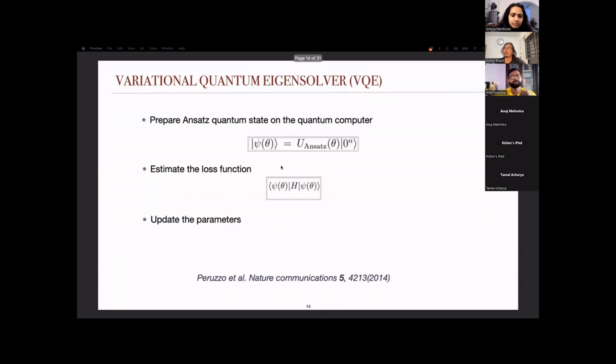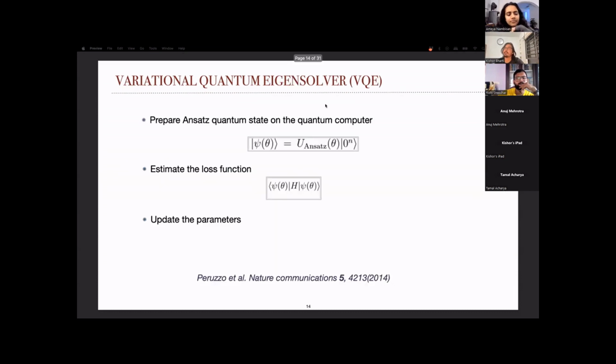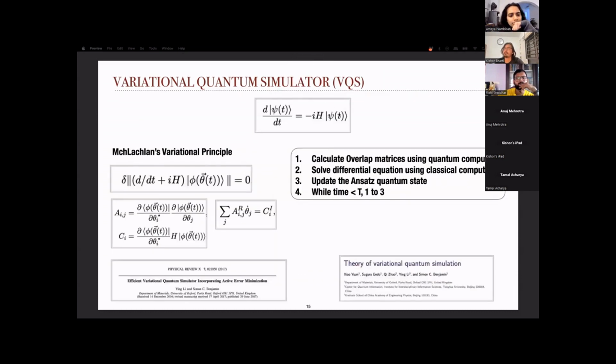There is a sister algorithm of VQE called the variational quantum simulator, where instead of finding the ground state of a Hamiltonian, you try to simulate the dynamics. So you can think of VQE for the static case, VQS for the dynamic case. And here also you calculate certain objects on the quantum computer, and you solve something on the classical computer. In VQE you basically solve an optimization problem on the classical computer, then update your answers and keep going in this loop. A similar approach you follow for VQS also.